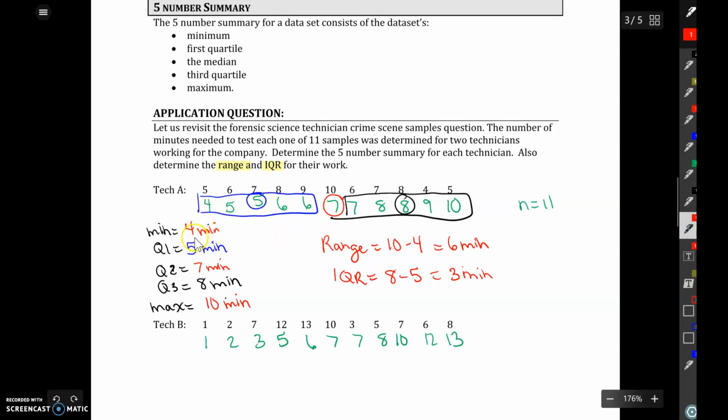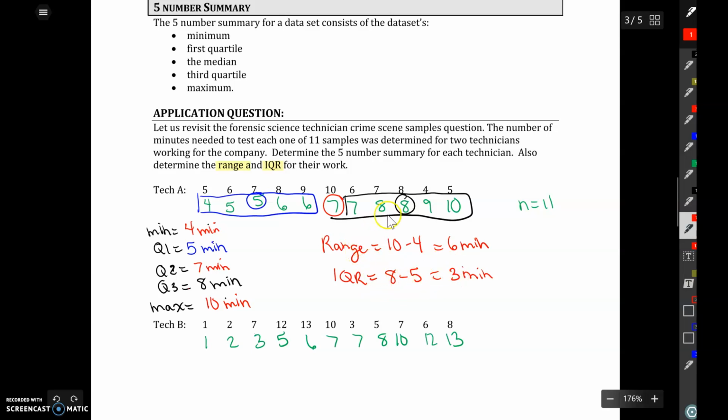So for the first technician, the minimum value is 4, the maximum value is 10. We find the median next, it's 7. Looking at the bottom half of the data, we find the first quartile value is 5 minutes, and then the third quartile value is 8 minutes. The range is the difference between the maximum and minimum value. Technician A has a range of 6 minutes, and the interquartile range is the difference between the third quartile and the first quartile. So technician A has an interquartile range of 3 minutes.